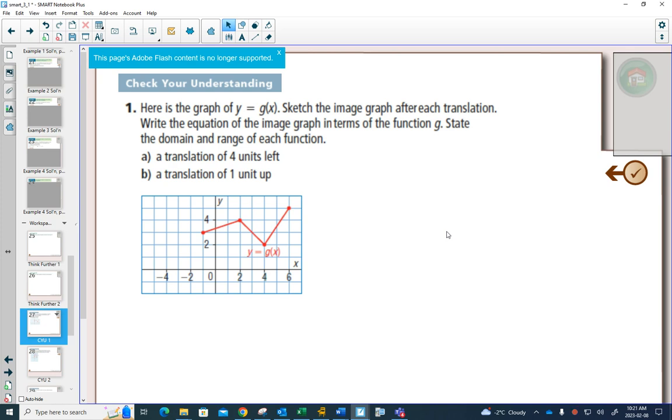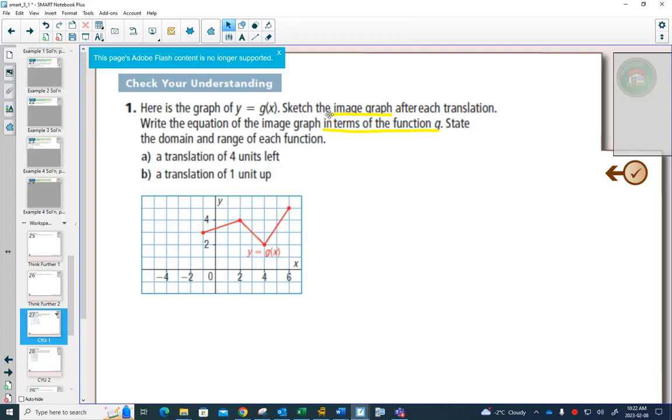So there's some new language that's happening here. We call the graph that we graph after the first one the image graph. And then we want to write the graph, and this one comes up quite a bit. We're going to talk about what it means when they say write the equation of the image graph in terms of the function g. State the domain and range of each function.